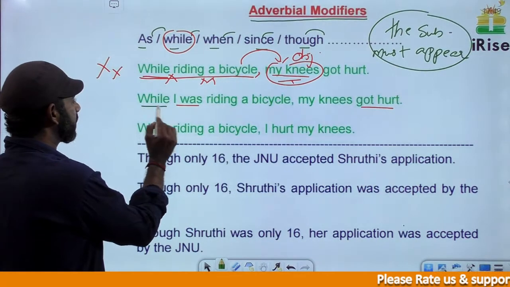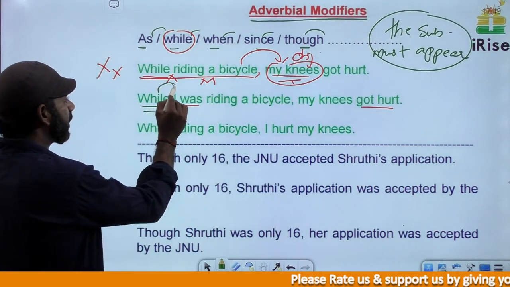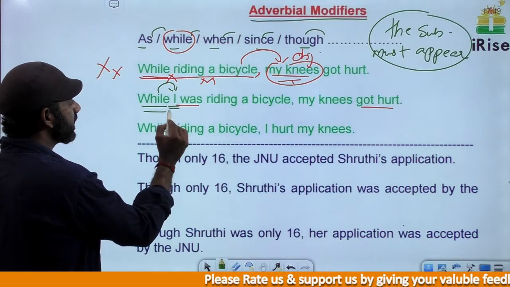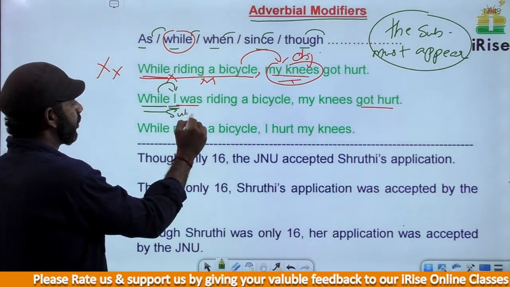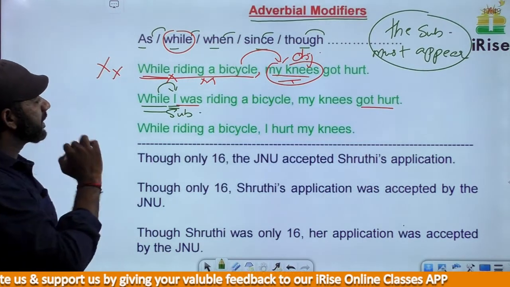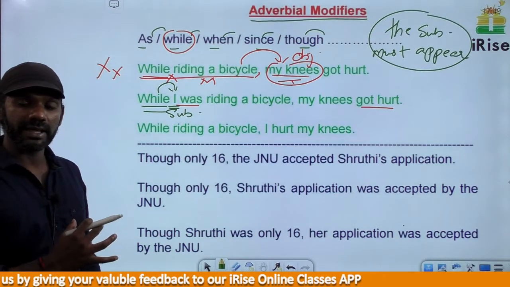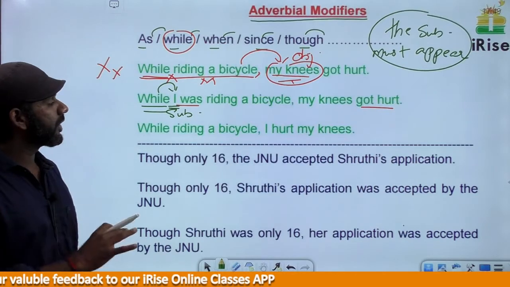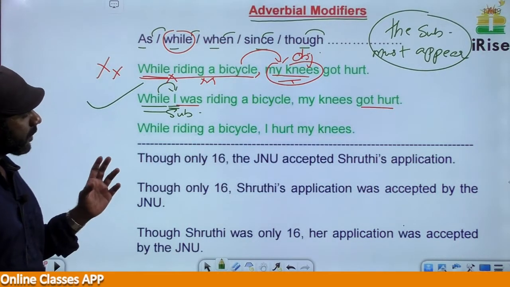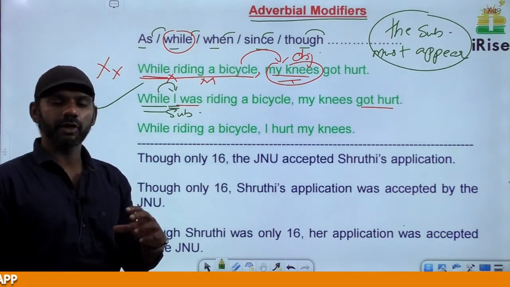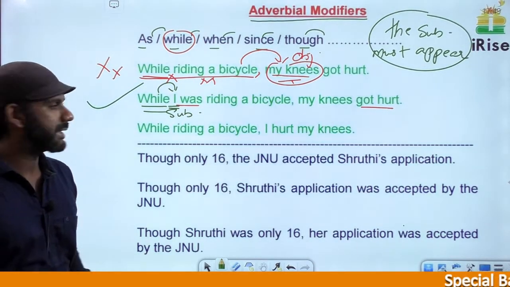While is an adverbial modifier. Immediately after while we have a subject I, because I was riding a bicycle means I was doing the action. Subject. So while is an adverbial modifier. Immediately after while we have the subject I. Exception with adverb modifiers, grammatically correct. Now, while I was riding a bicycle, comma, my niece got hurt.